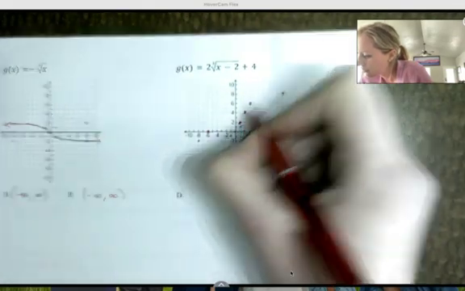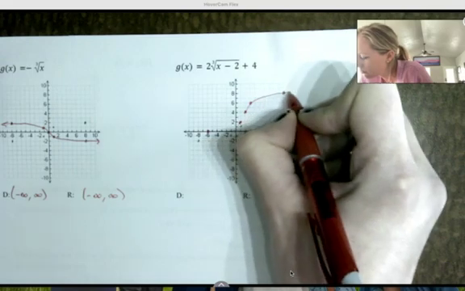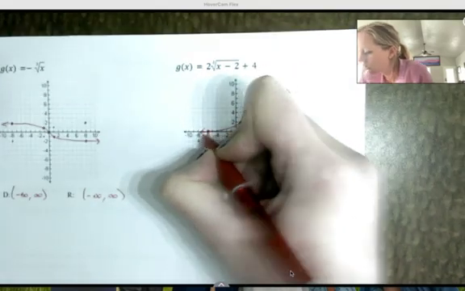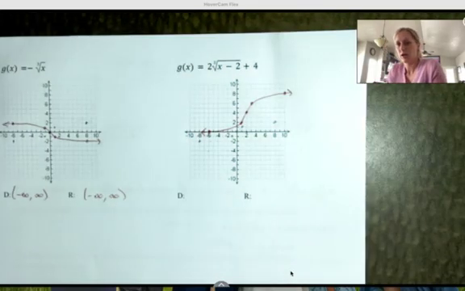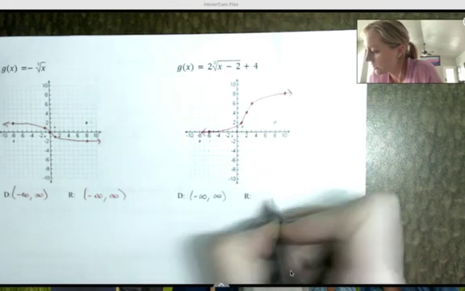All right, so here is our cube root function after those transformations. We have a domain, again, of all reals and a range of all reals.